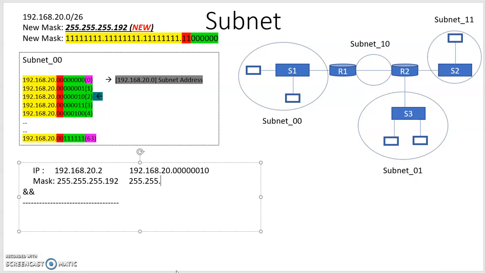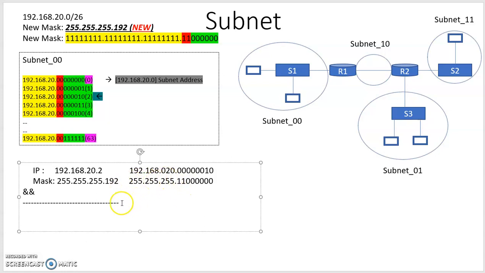255, that's all ones. And then 192 is 1, 1, and 1, 2, 3, 4, 5, 6. Let me just give space here. Let me just say 0, just to align and be formatted.